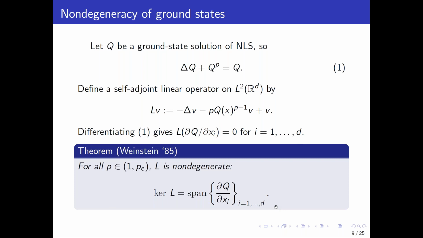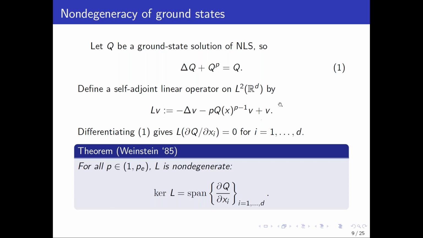So what do I mean by non-degeneracy? Well, if you take the equation that ground state solutions satisfy, and then you linearize it about q, you get this linear operator. Actually, I've multiplied it by -1, so the linear operator is minus the Laplacian of v minus p times q to the p minus 1, the derivative of q to the p, times v, plus v.